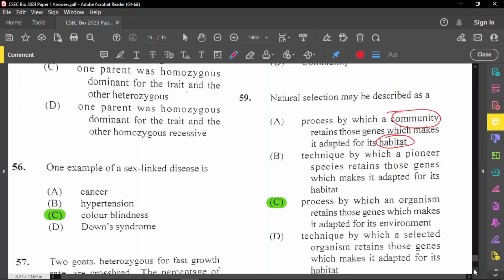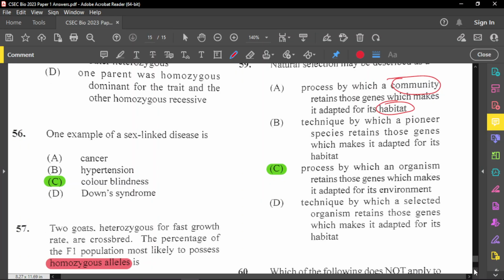Natural selection is a process by which an organism retains those genes which make it adapted for its environment. So option A seems nice, but the reason why I take out option A is that you have your community. It's not a community-based thing to be adapted, and it's not based on a habitat, but based upon the environment. It's not just habitat, but the environment. So the words habitat and community, no, I couldn't work with that one. I have to go with C as my correct answer.